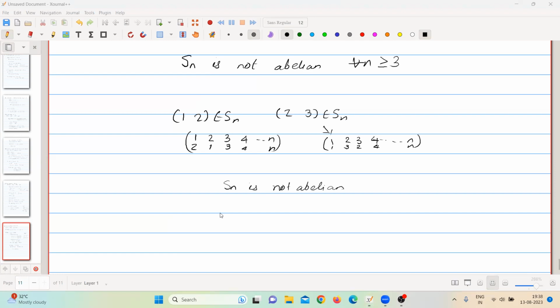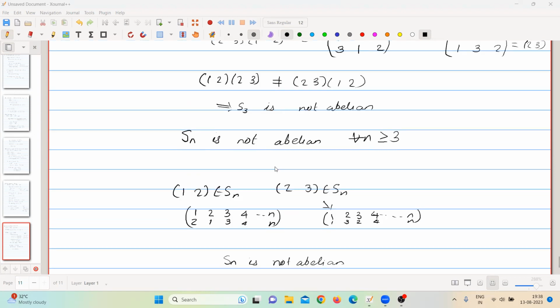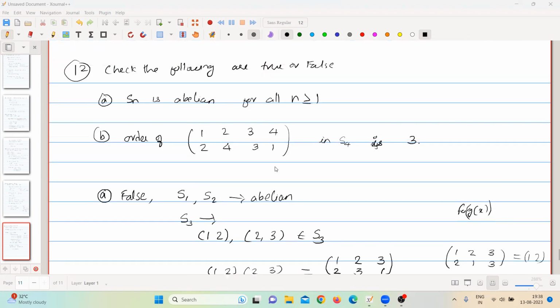Yeah, sorry. So does anyone have a doubt here? Any doubt here? The proof that Sn is non-abelian. Okay, otherwise, let us move to the second one.